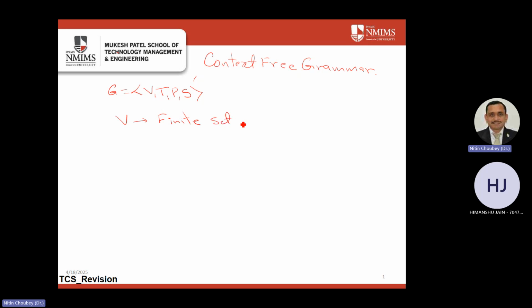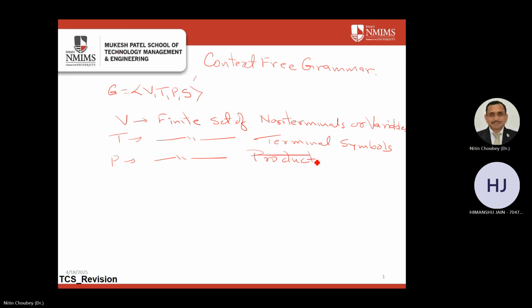a finite set of non-terminals, it is also referred to as variables. T is a finite set of terminal symbols. P is a finite set of production rules. And last but not least, S is referred to as the starting variable for a grammar.